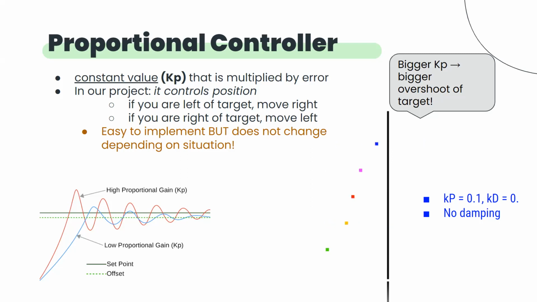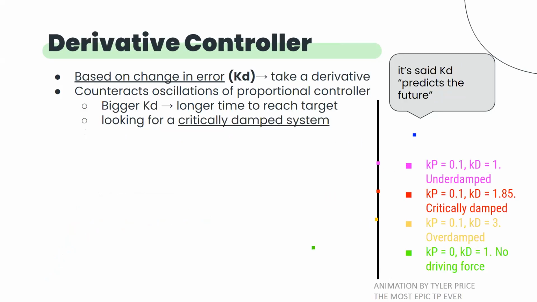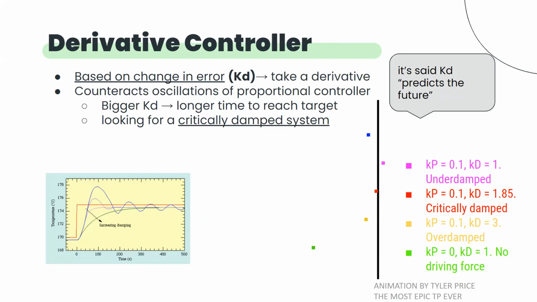However, we do have to adjust our KP value for it to be really effective, which is where the derivative controller comes into play. The derivative controller is based on a change in error, i.e. you take a derivative. We also multiply it by some KD constant value, but the main thing is that we're taking previous information and feeding it back into the system. That way, your system can actually predict what's going on in the future. So the bigger the KD value, the longer it takes for your system to reach its target. Essentially, what we're looking for is a critically damped system.